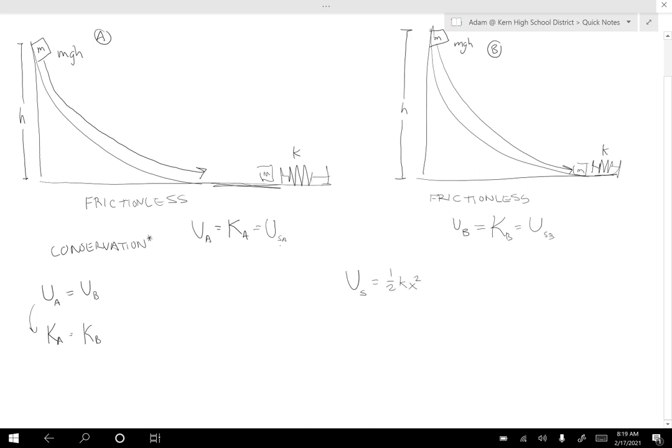So the spring potential from A is going to be equal to the kinetic energy at the bottom, is going to be equal to the potential energy at the top. All of our energy exists in the spring once this block has compressed the spring as far as it'll go. And the same thing here.